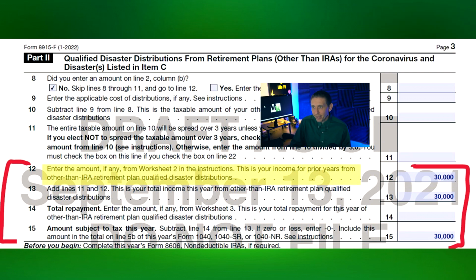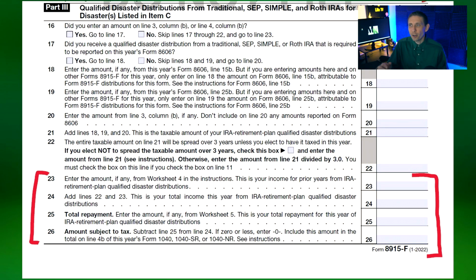On page 3, part 2 of this form is the first area where you can report your 1/3 distribution. If you notice here, it says qualified disaster distributions from retirement plans other than IRAs. When they say other than IRAs, what they mean is that you potentially took that distribution from a 401k or something like a pension. If you took your distribution from an IRA, whether it's traditional, a SEP, or a Roth, then you would not do part 2, but you would come down to part 3 and use where I have red brackets right here. You would enter basically the same information down here.